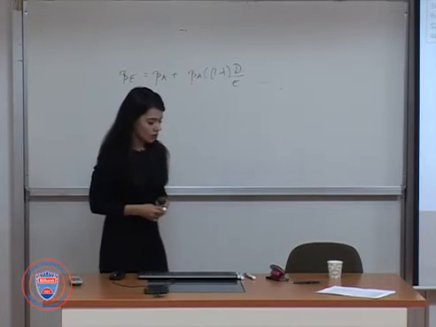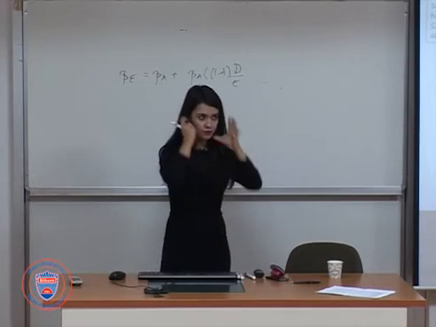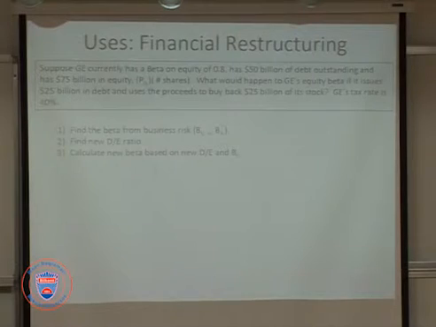Okay. So let's read this example, and let's look at how we're going to use this information to solve problems. Suppose GE currently has a beta on equity of 0.8, has 15 billion of debt outstanding, and has 75 billion in equity.